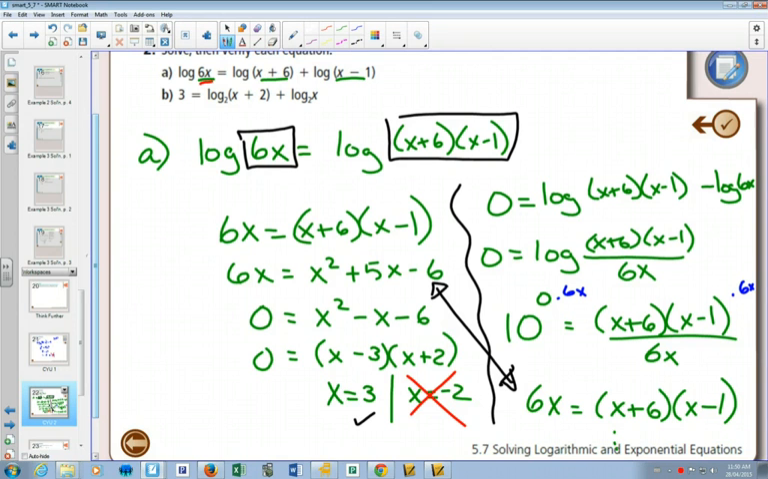So if you remember only the steps, and you want to do that every single time, you can always put all the logs on one side of the equation. They'll all be adding and subtracting, so you can combine it to a single log and solve for it from there.